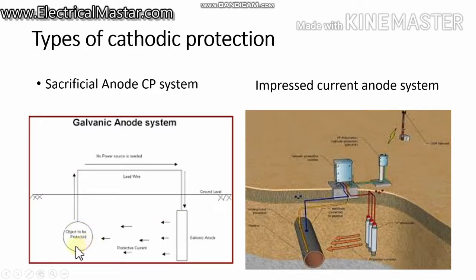So the cathodic structure is always placed with some negative current, so it will not get corroded. The positive supply present in that anode will get corroded. This method is the sacrificial anode system, because the anode is sacrificed. But this is the older type of method. Mostly we are using the impressed current anode system. It's more efficient. So these are the types of cathodic protection.